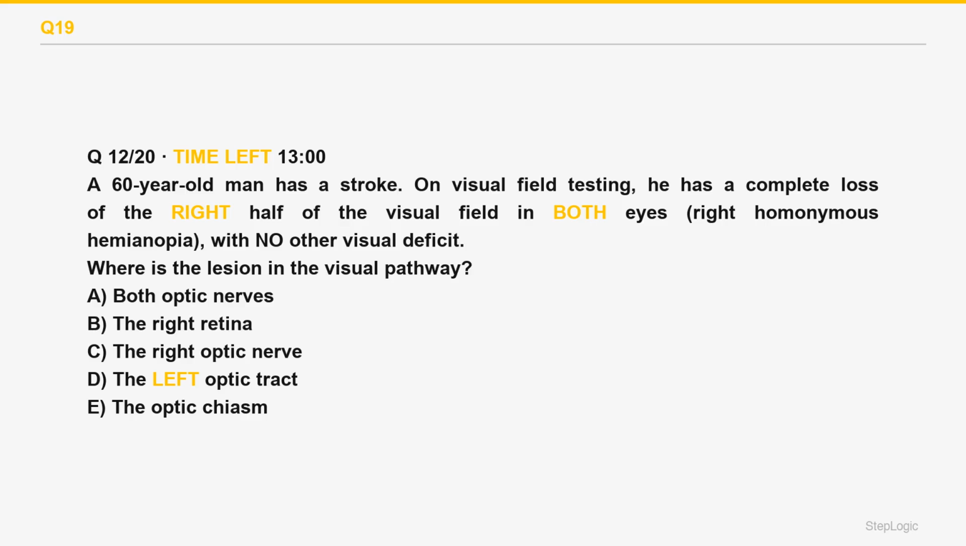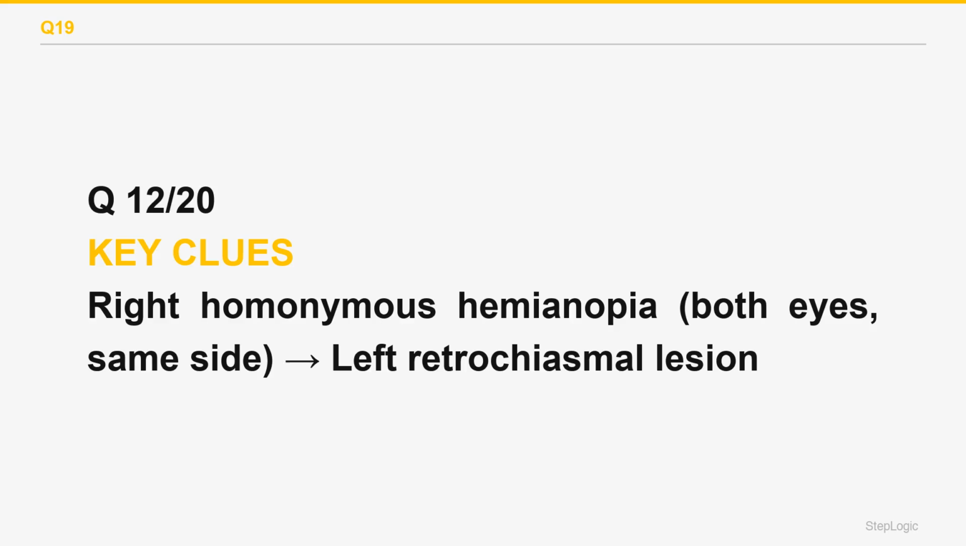Where is the lesion in the visual pathway? A 60-year-old man has a stroke. On visual field testing, he has a complete loss of the right half of the visual field in both eyes, right homonymous hemianopia, with no other visual deficit. Read the command, where is the lesion? Right homonymous hemianopia: lesion of the left optic tract or radiations, cortex behind the chiasm.